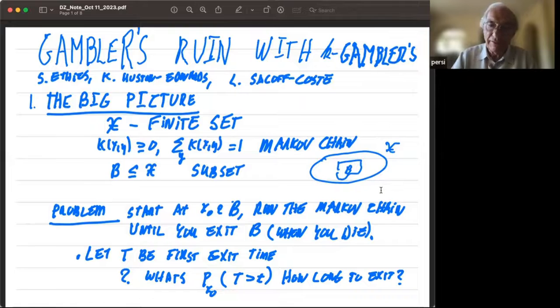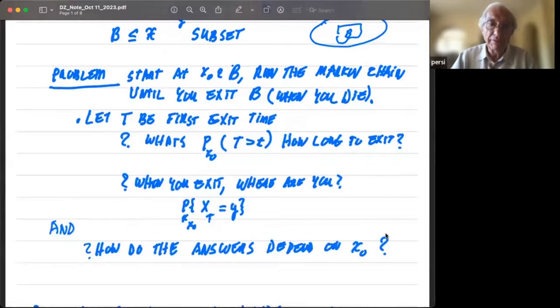And let's see, we need to be able to scroll down. There are several natural questions, but two at the moment. One natural question is, how long does it take until you die? How long do you live? And in symbols, capital T is the random time until you exit. And what's the chance that starting at x naught, you live for at least time t, and any kind of question you want to ask about this distribution, but how long to exit?